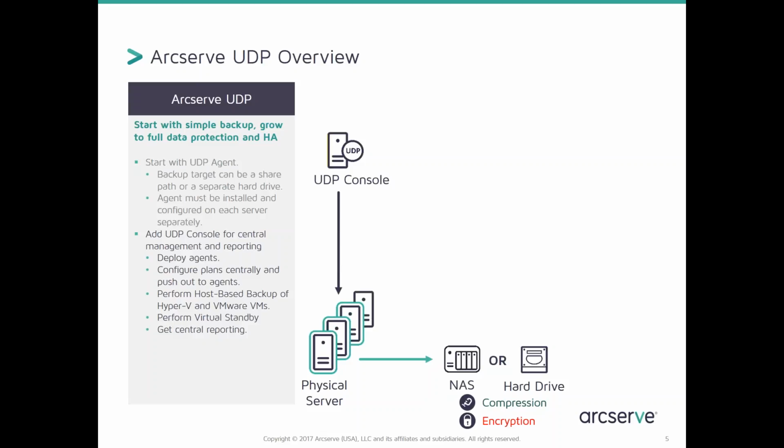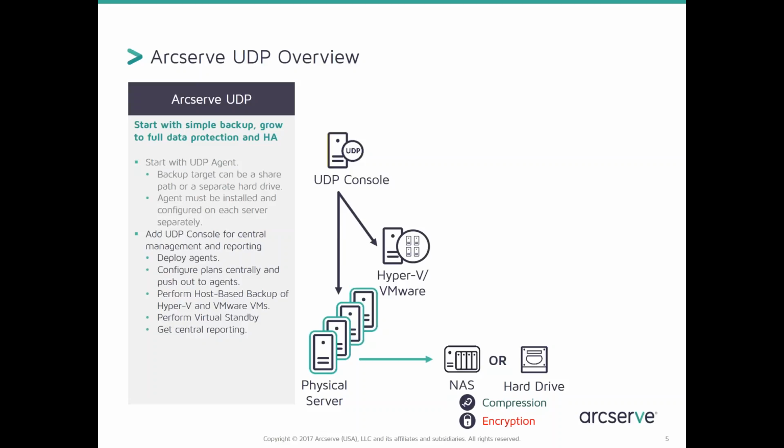At the same time, if we add more servers into our environment, from the console, we can actually push the agents out to these new machines. Furthermore, once we add a UDP console in the mix, we can also do agentless backups of Hyper-V and VMware VMs.